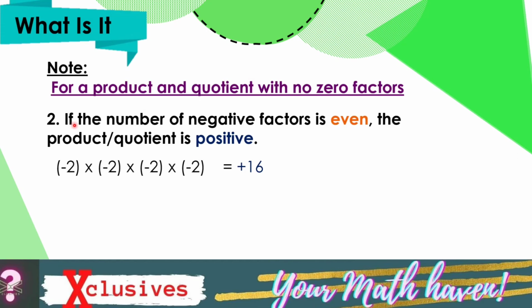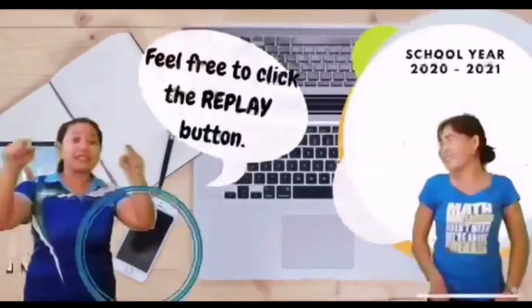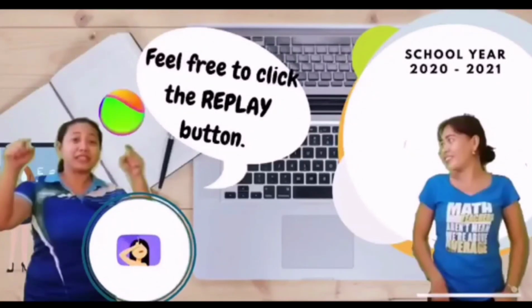I will give you an example for division. Negative 16 divided by negative 2 divided by negative 2 divided by negative 2. In this example, we have 4 negative factors, and the final result is positive 2. Yes, positive, because 4 is even. If you find the lesson confusing, feel free to hit the replay button.